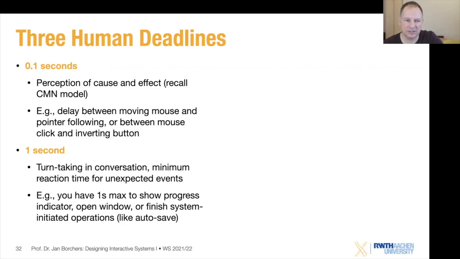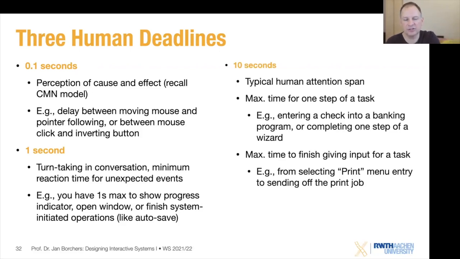And then we have the third deadline, 10 seconds. This is the typical human attention span, which is really low, and that's a really sad story, but that's how it is. What that means for us as interface designers is that this should be the maximum time it takes to do a step within a task, like entering a check into a banking program or completing one step of a wizard. It should not take much longer than that. It's also the maximum time you have to finish giving input for a task, like, for example, from selecting a print menu entry to sending off the print job.